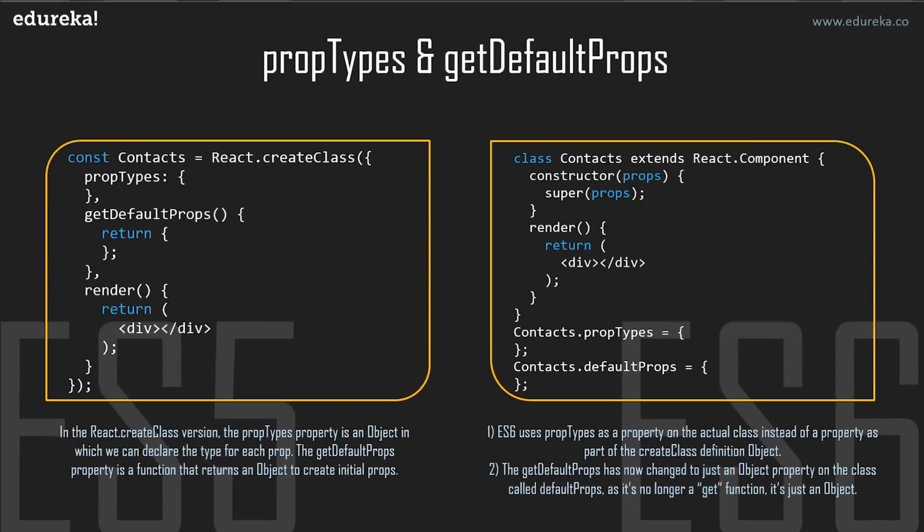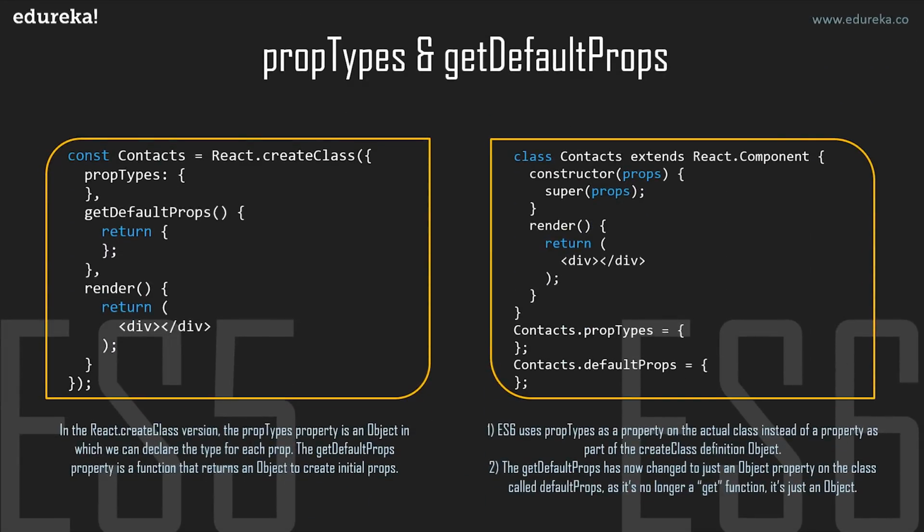Now ES5 and ES6, propTypes and getDefaultProps. So what are these propTypes and getDefaultProps? In the ES5 version, we used to have the React.createClass version. The propTypes property is an object. So you can see here getDefaultProps and the propTypes. So this is an object in which we can declare the type of each prop. But in ES6, because ES6 uses propTypes again as a property on the actual class. So our class name is context.